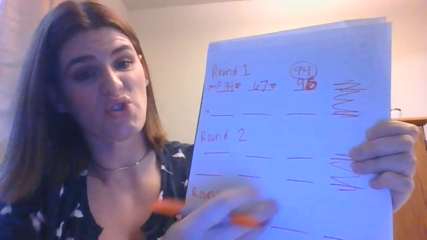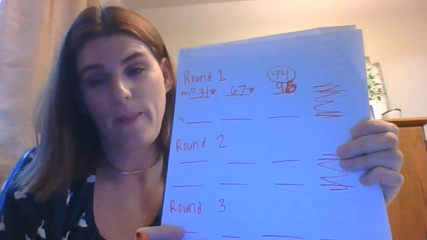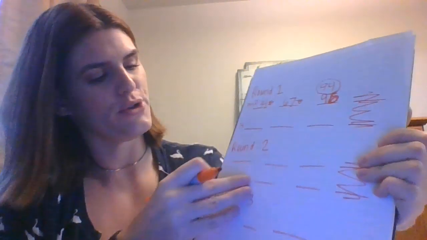If you didn't get 94, you can write the correct answer on the top and just circle it, and that's all you got to do. All right, now we're going to start playing on round 2. I'm going to cover up 3 more. I'm going to close my eyes. I'm going to cover up 3 more.